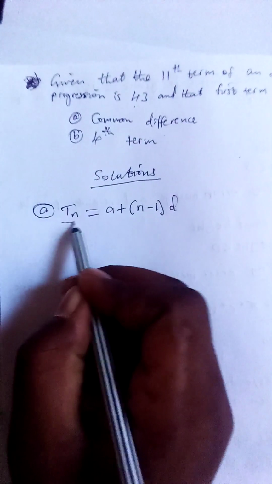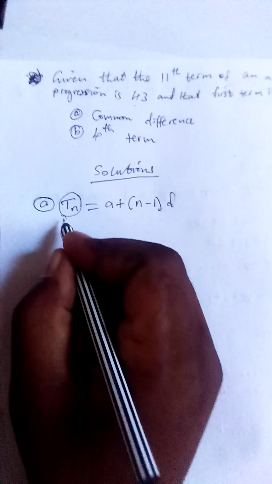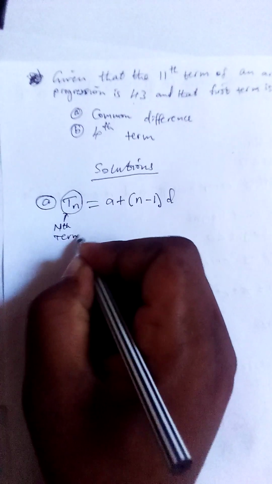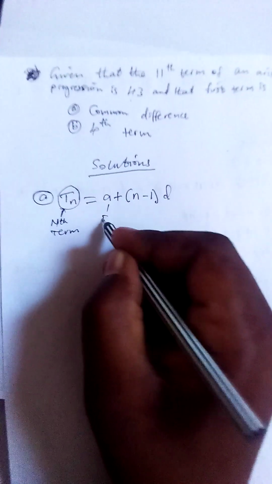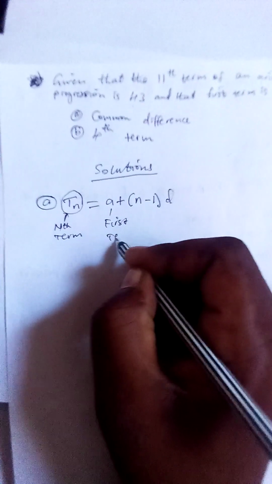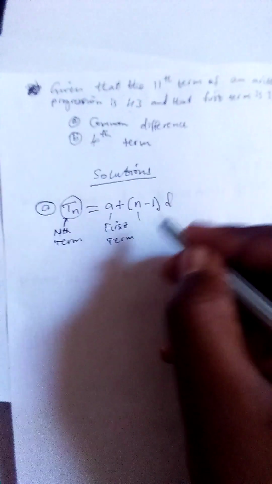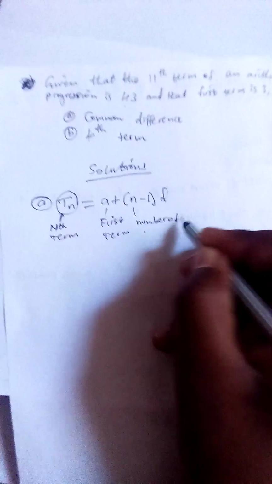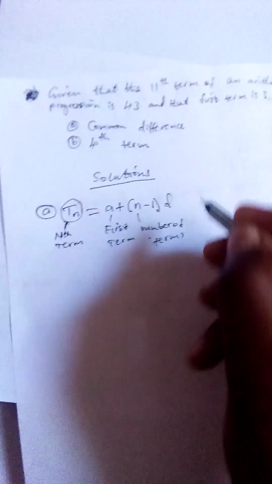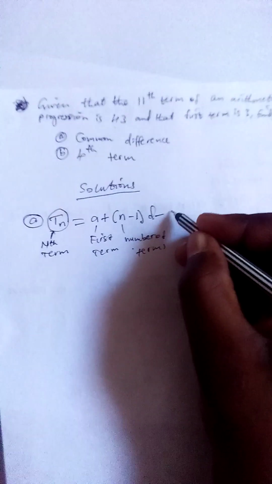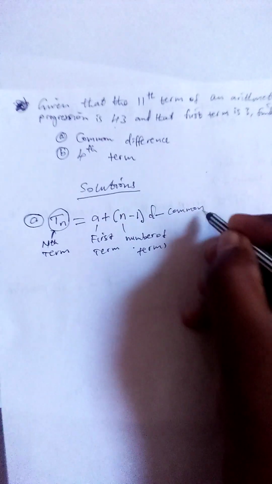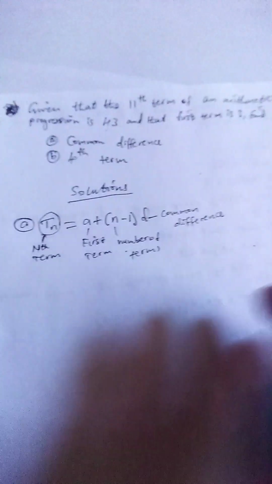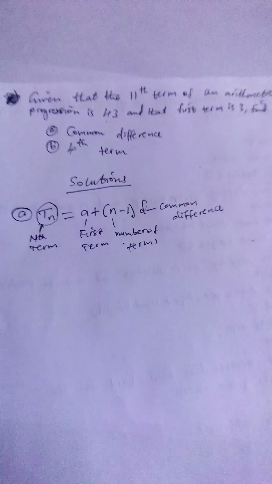So we know that this part here is our nth term. This one is our first term. This is the number of terms, and our D there is the common difference. So that is how that formula goes.